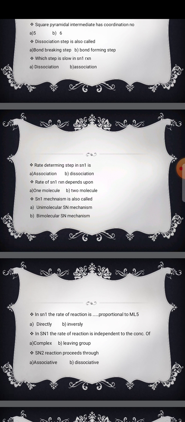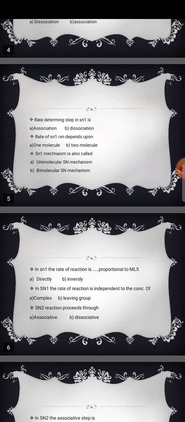Rate determining step in SN1 is association or dissociation? Answer will be B, dissociation step. Rate of SN1 reaction depends upon 1 molecule, 2 molecule? Answer will be A. SN1 mechanism is also called unimolecular SN mechanism or bimolecular SN mechanism? Answer will be A. In SN1, the rate of reaction is proportional to Ma5L. Directly proportional or inversely proportional? Answer will be A, directly proportional.